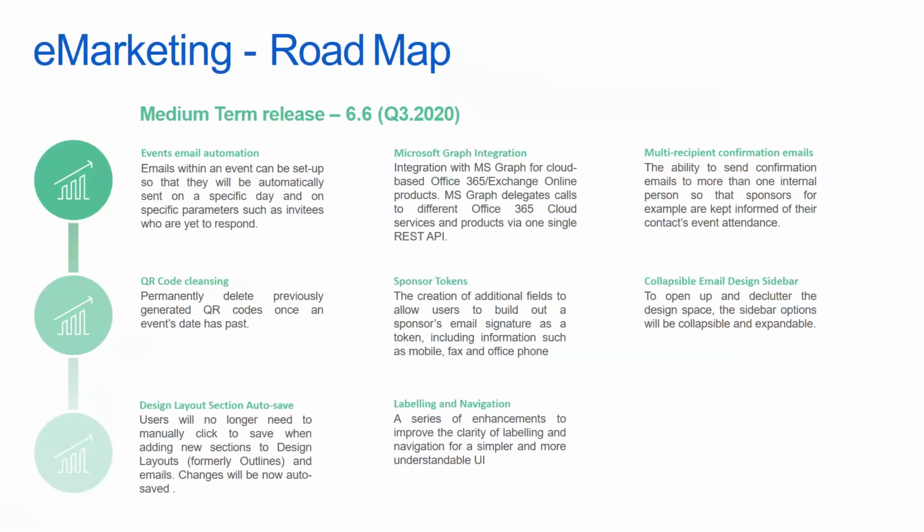And finally, on that page, a bit of an all-encompassing one, is a series of improvements around labelling and navigation, with the aim to help demystify the usability of the product, particularly for new users. So we make the terminology that we use a little clearer to understand. For example, we're going to rename outlines to design layouts. We'll also be reordering menus and button selections to make them more intuitive, and also much easier to follow.